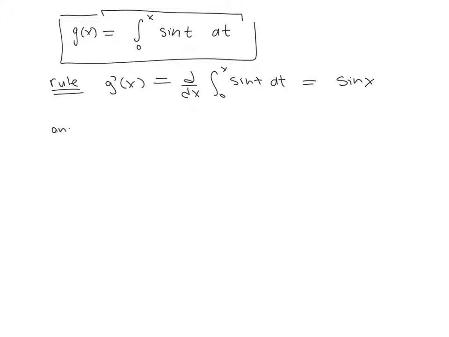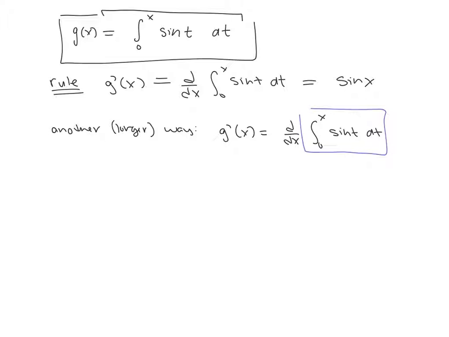Here is another, longer way, okay? Pretend we didn't know that rule for just a second. g prime of x is the derivative of the integral from 0 to x of sine t dt. Pretend we don't know that it's going to be sine x, just for a second. Can you do this integral doing the stuff that we just did? As in take the antiderivative, first plug in x, then plug in 0? Do you see what I mean by that?